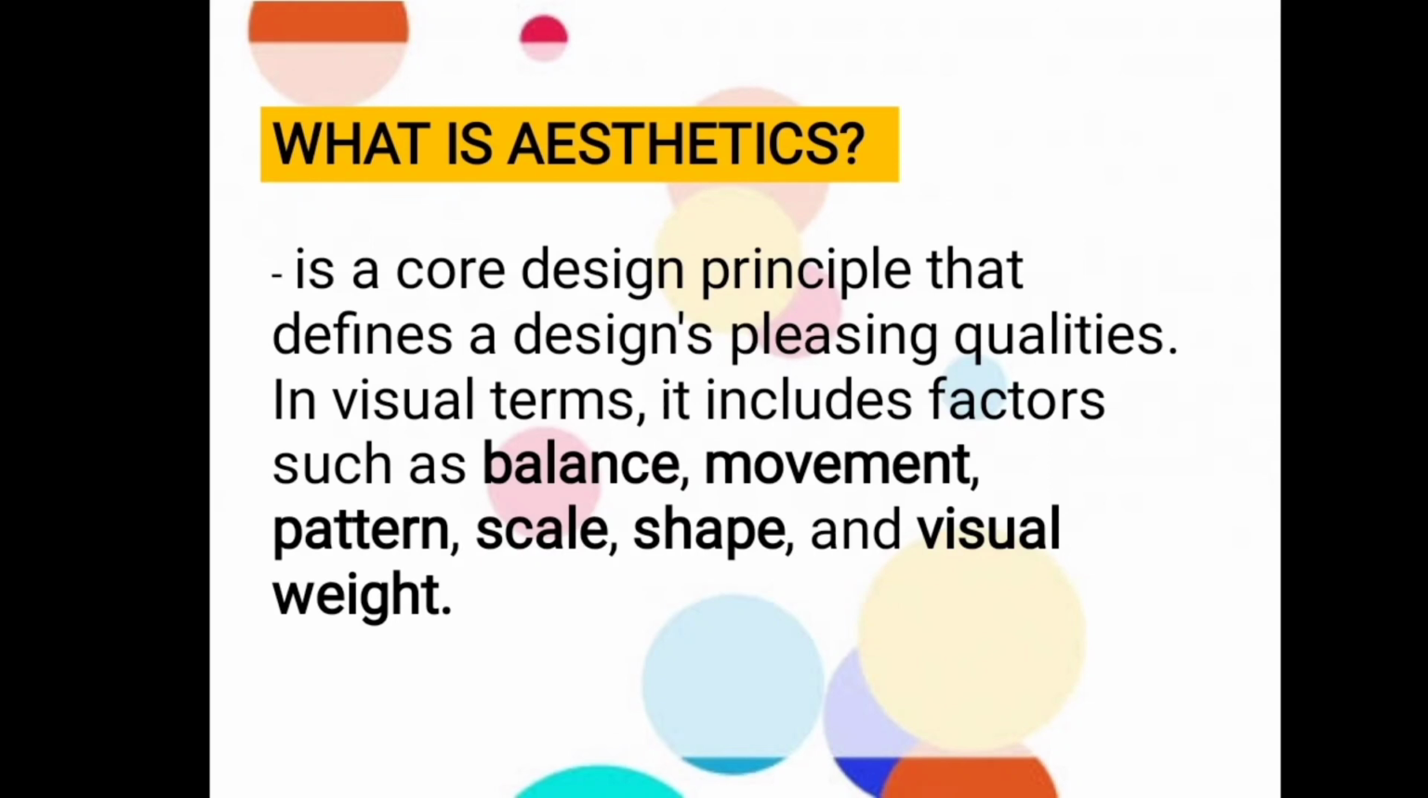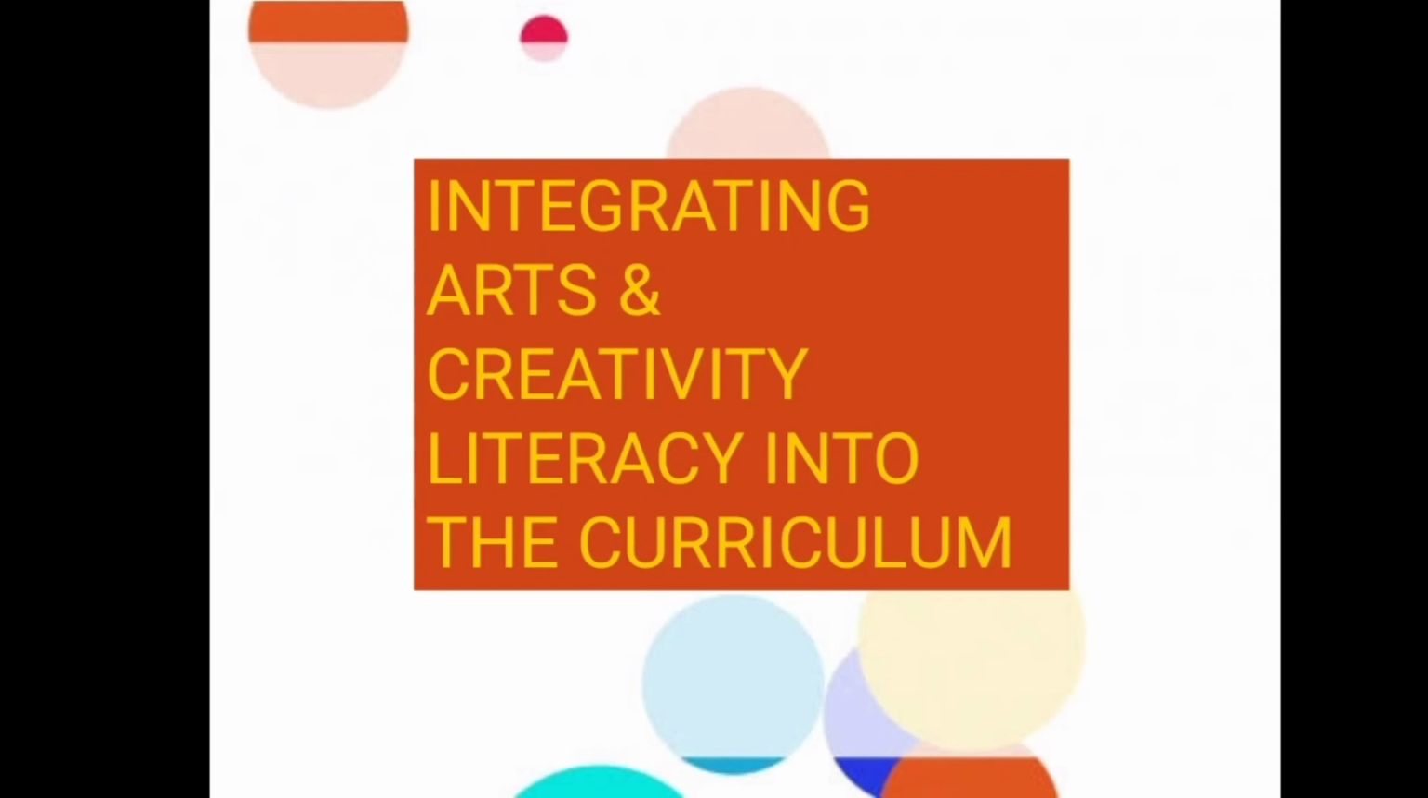So you have to remember that, class, okay? Now, the nature and scope of aesthetics. So aesthetics deals not only with the nature and value of arts but also with those responses to natural objects that find expression in the language of the beautiful and the ugly. So commonly we define an aesthetically beautiful piece of art as something which is pretty well organized or something which is pleasing to the eye. So let's now proceed to integrating arts and creativity literacy into the curriculum.